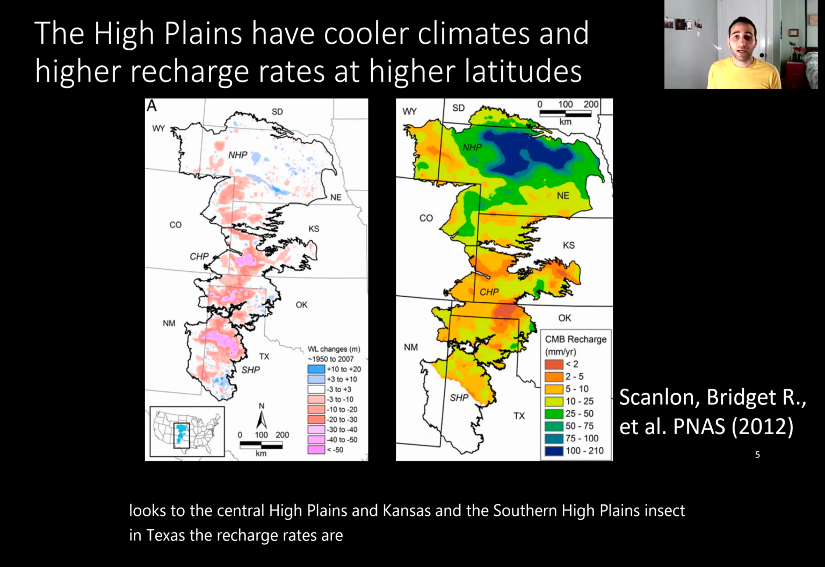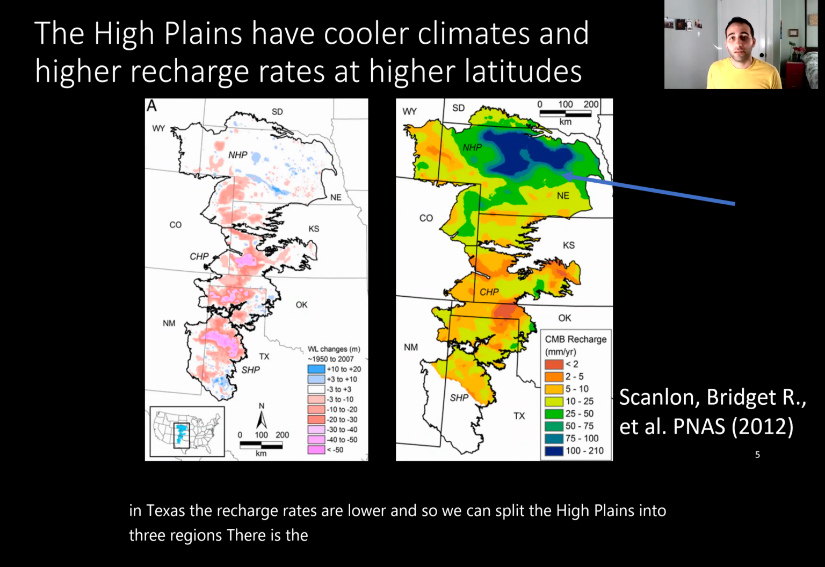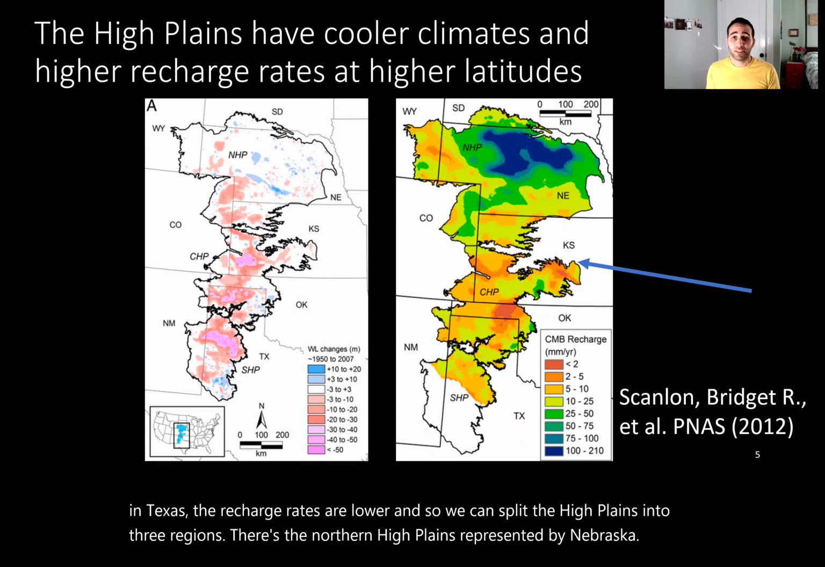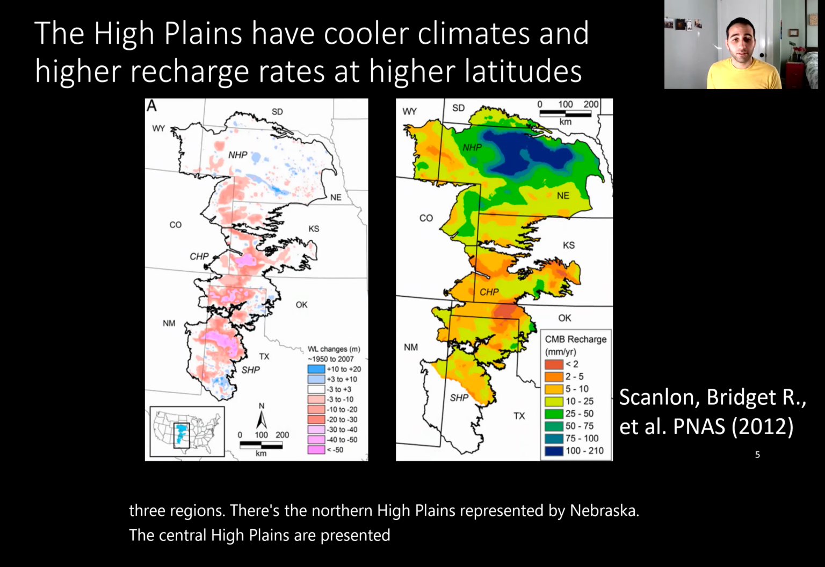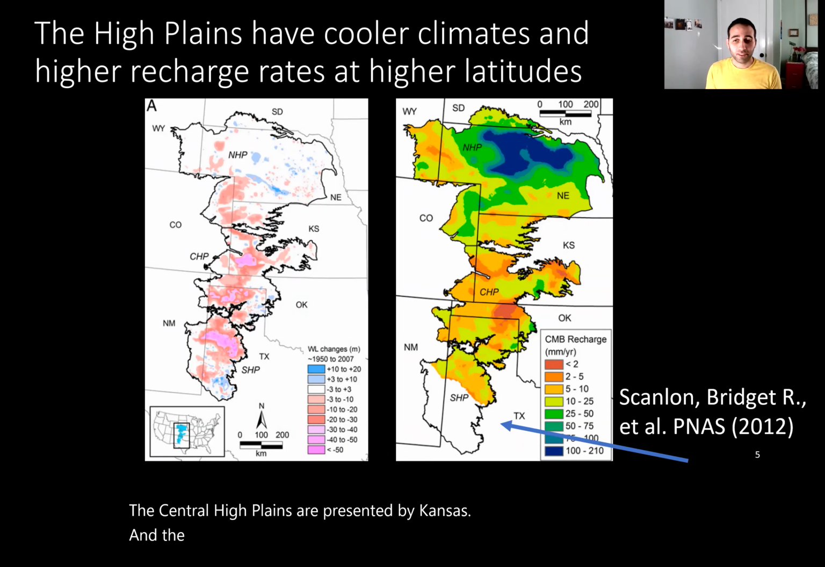And so we can split the High Plains into 3 regions. There's the northern High Plains, represented by Nebraska, the central High Plains represented by Kansas, and the southern High Plains represented by Texas. So we want to quantify these differences throughout these 3 regions.